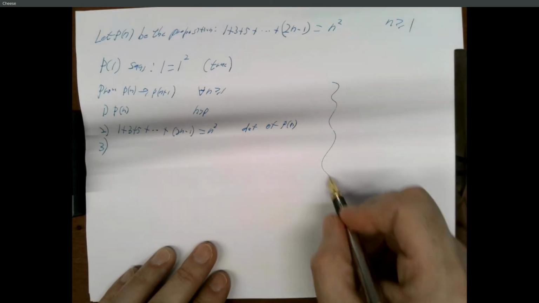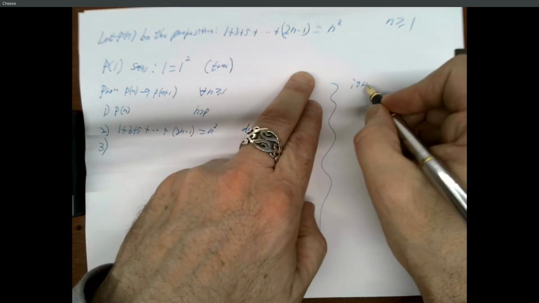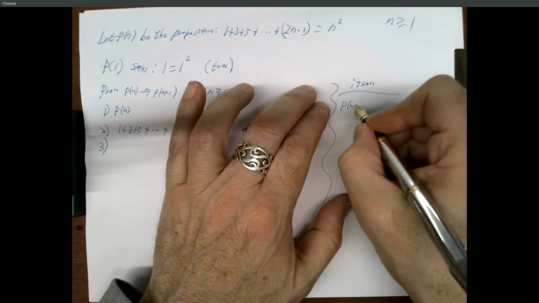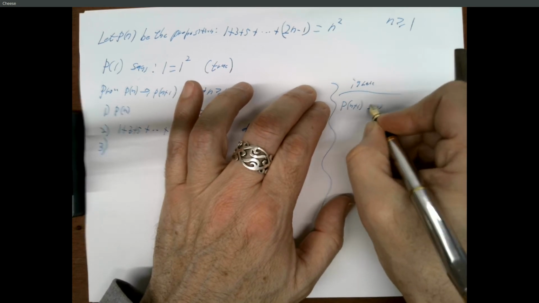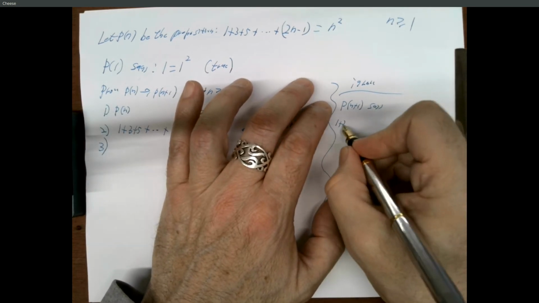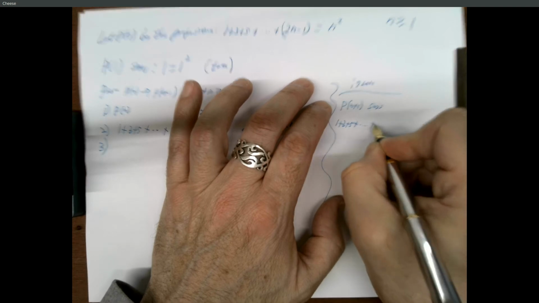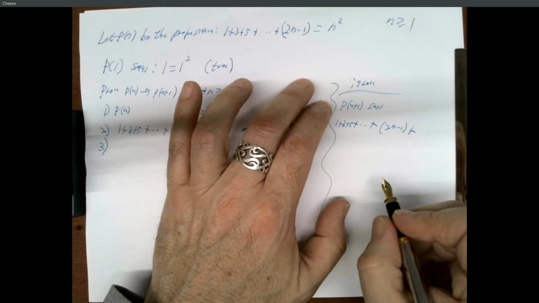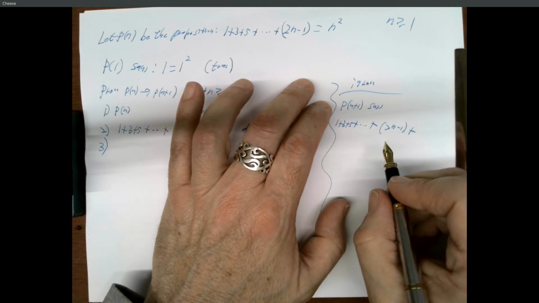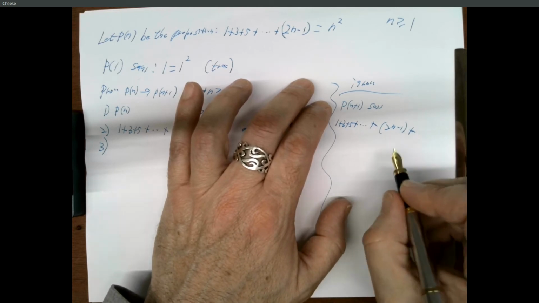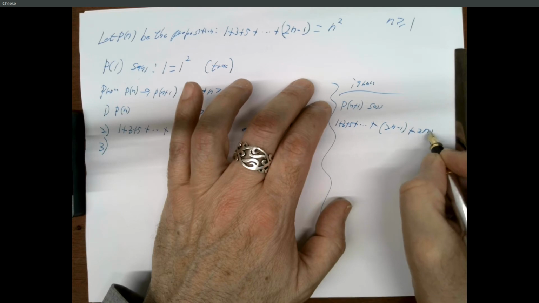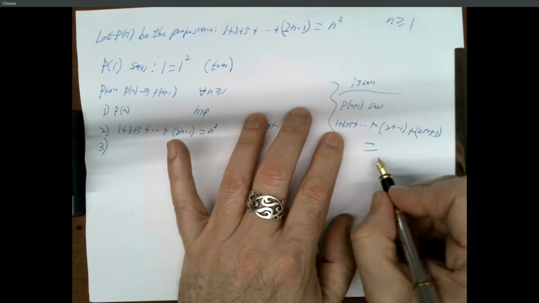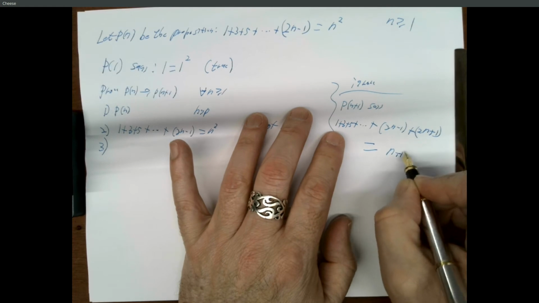And I'm going to put my ignore area here. I want to prove P of n plus 1. Well, the left side should be 1 plus 3 plus 5 plus 2n minus 1 plus one more odd integer, which is going to be what? What's the integer after 2n minus 1? 2n plus 1. And that should be equal to n plus 1 squared.